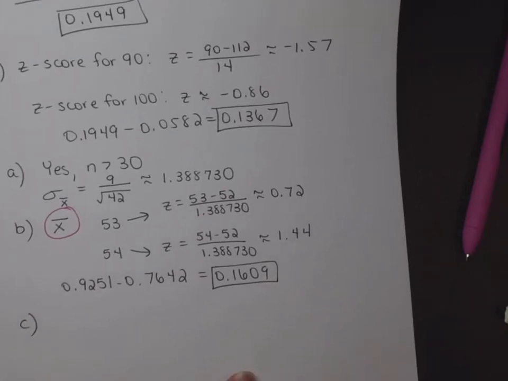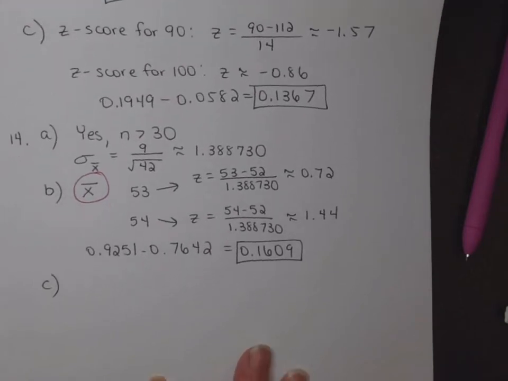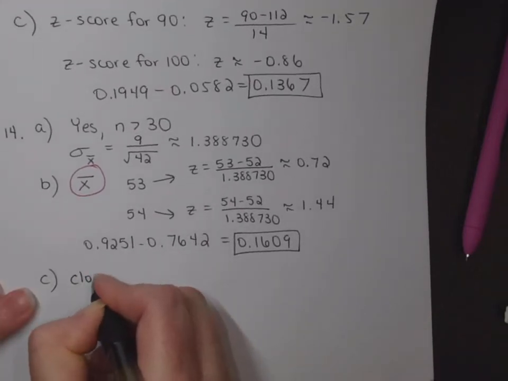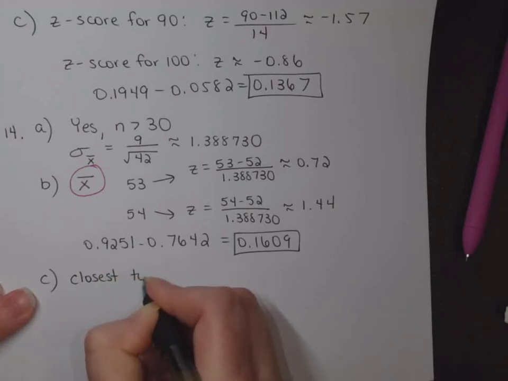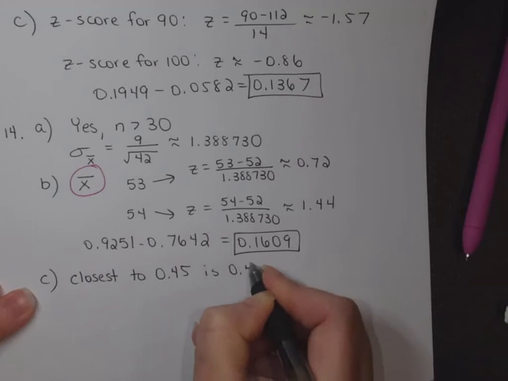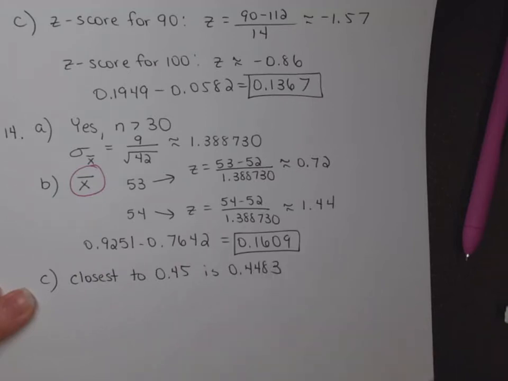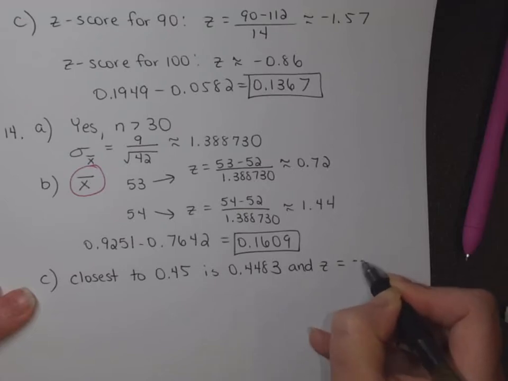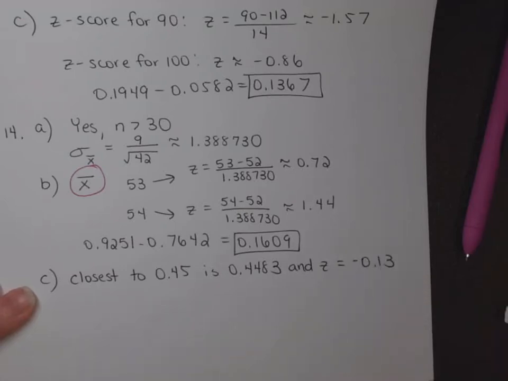And then last but not least, we haven't done one like this, but find the 45th percentile. We haven't done percentile yet. So remember, here is where you look for the closest thing to 0.45 on the chart, which if you look at your chart, the closest thing is 0.4483. And the z-score that matches up with that is negative 0.13.